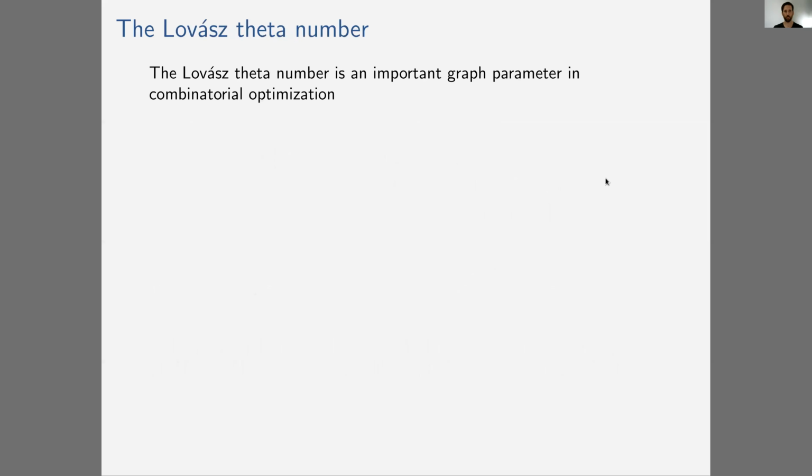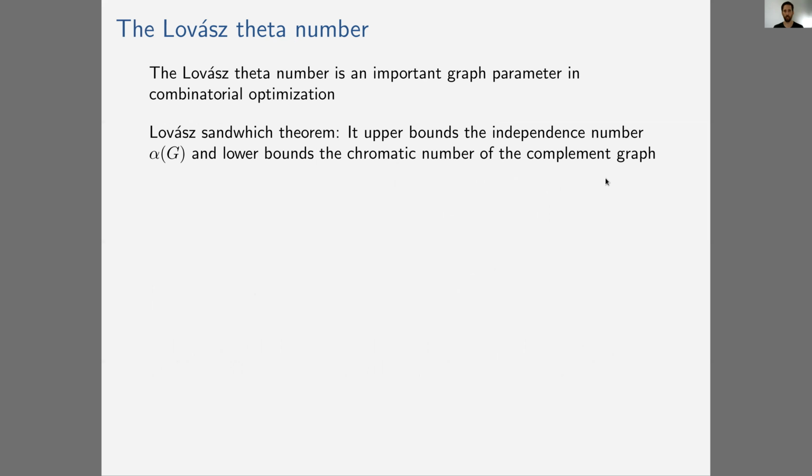For that, I first want to go to the Lovász theta number. This is a very important graph parameter in combinatorial optimization. As Frank already mentioned, it upper bounds the independence number and it lower bounds the chromatic number of the complement graph. It also upper bounds the Shannon capacity of the graph. I already mentioned that the independence number is NP-hard, but at least for finite graphs, you can just compute it by brute force if you want to.